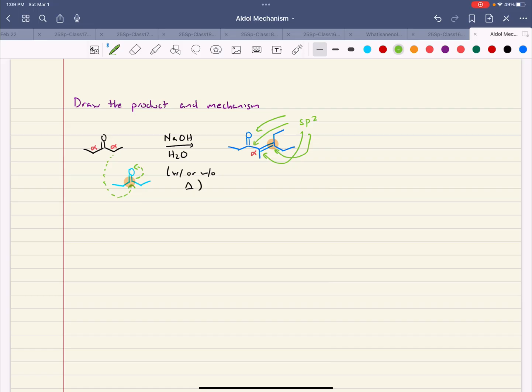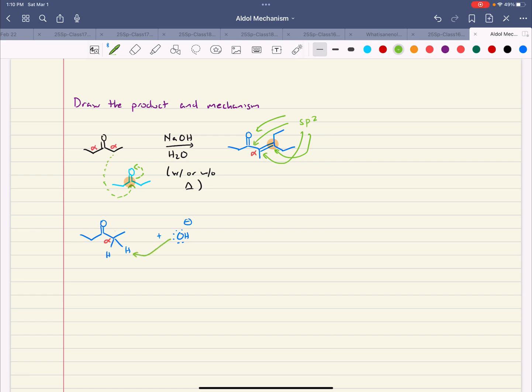Okay, let me draw the mechanism. The mechanism starts out obviously with the ketone. And let me draw the two alpha hydrogens on this side of the molecule. Let me draw the alpha out of the way. Let me draw it there. Obviously, you don't have to draw alpha. I just want to mark it to remind myself which hydrogens are acidic. Okay? It's not random that we take off one of those protons. It's intentional because those are the most acidic due to resonance.